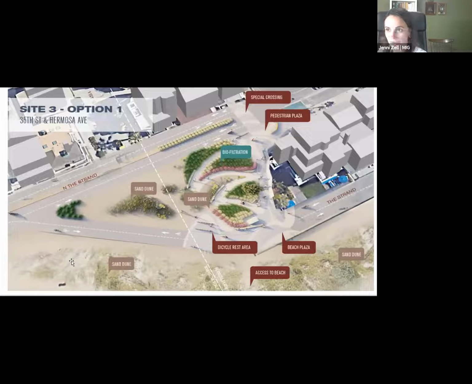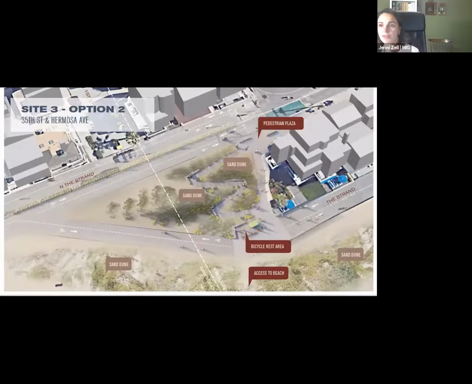And notice too, we're integrating sand dunes and living shoreline, and we'll get into that a little bit later. Here, we're focusing on these different options for these pedestrian and bicycle connections. This is another way to think about what could happen here.